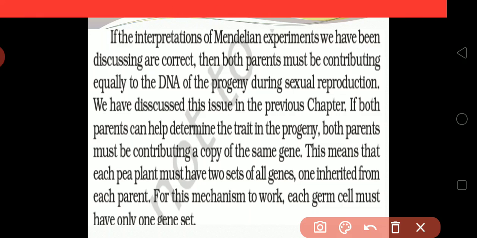If the interpretation of the Mendelian experiment we have been discussing is correct, then both parents must be contributing equally to the DNA of a progeny. We know very well that both of them give an equal amount of cells and DNA to the progeny during sexual reproduction. We have discussed this issue in the previous chapter.